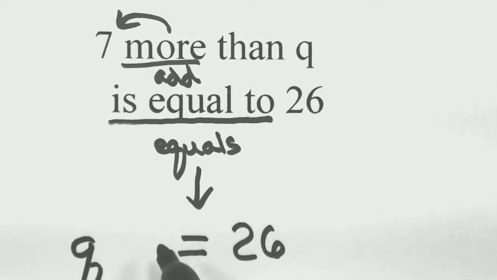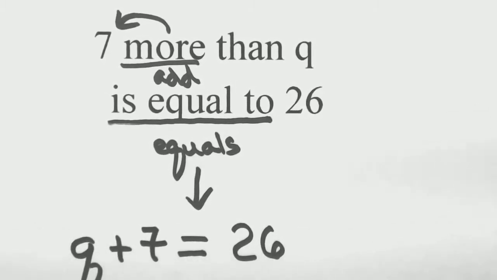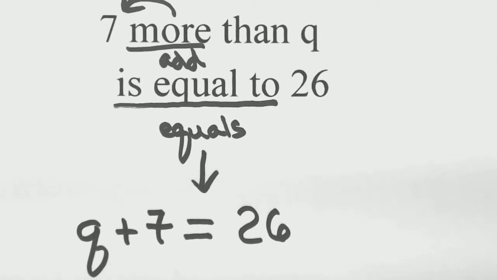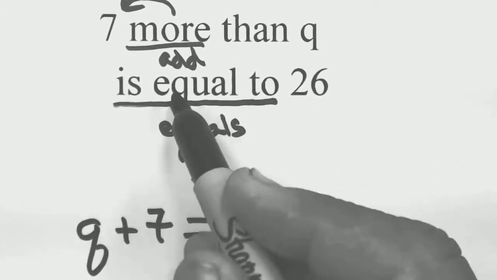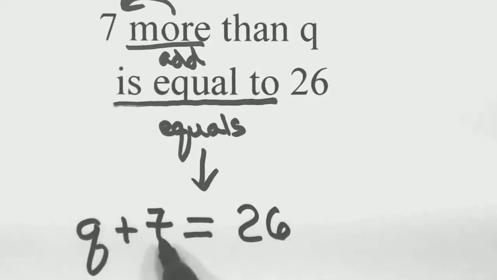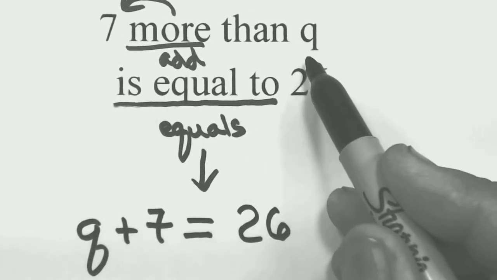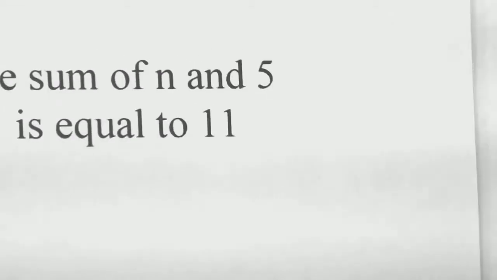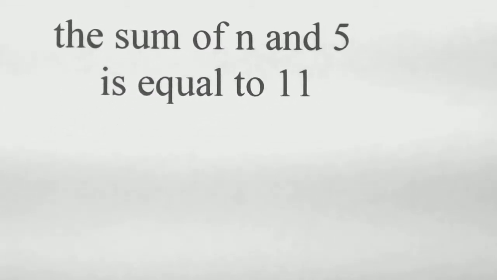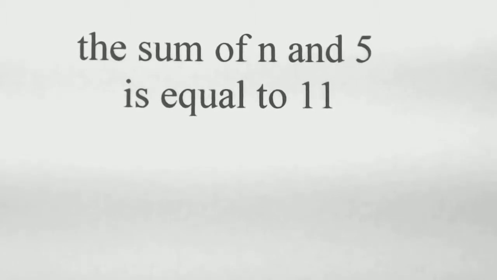The thing, of course, is addition works either way. I could write q plus 7 or 7 plus q, but the q plus 7 in this case follows the wording a little bit more. 7 more means the 7 is being added, and it's being added to the q. Okay, let's look at another way of indicating that we've got some addition going on.